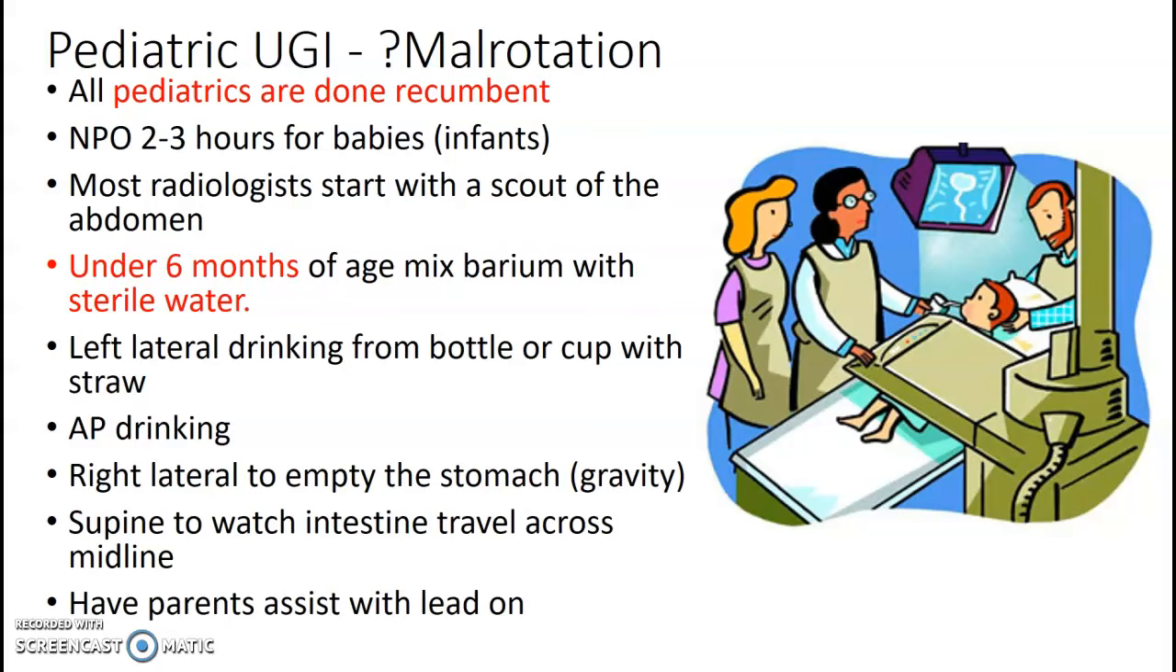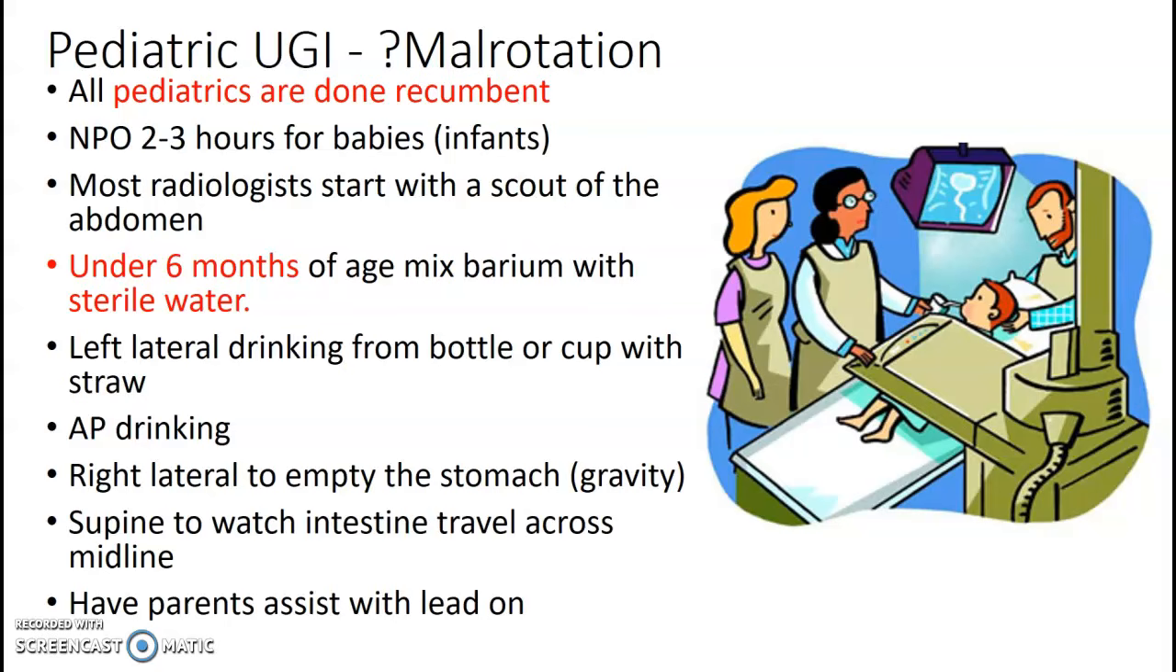All pediatrics at our facility are done recumbent. Even if they're 18 years old, most of the time they'll be done recumbent. NPO for infants is only 2-3 hours, so it doesn't have to be the NPO from midnight like adults do. Our radiologists usually start with a scout of the abdomen with the fluoro machine, and then we put them into different positions and have them either drink through a bottle, drink through a sippy cup, drink through a cup with a straw.